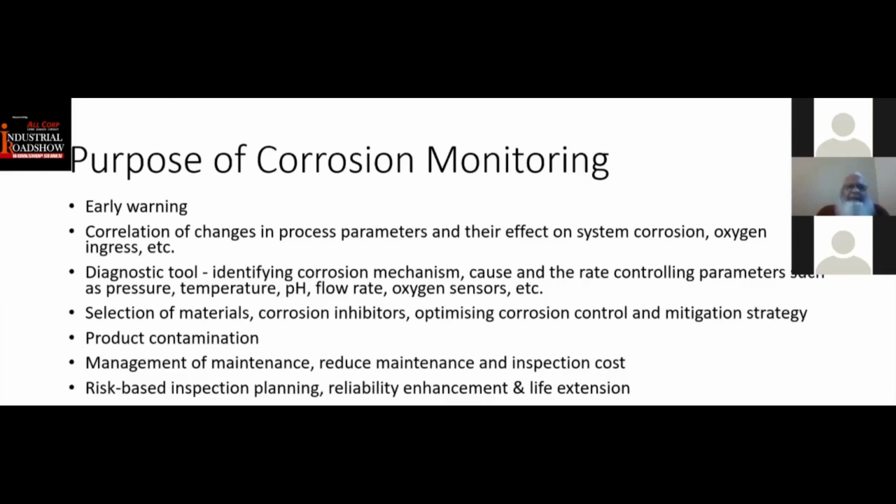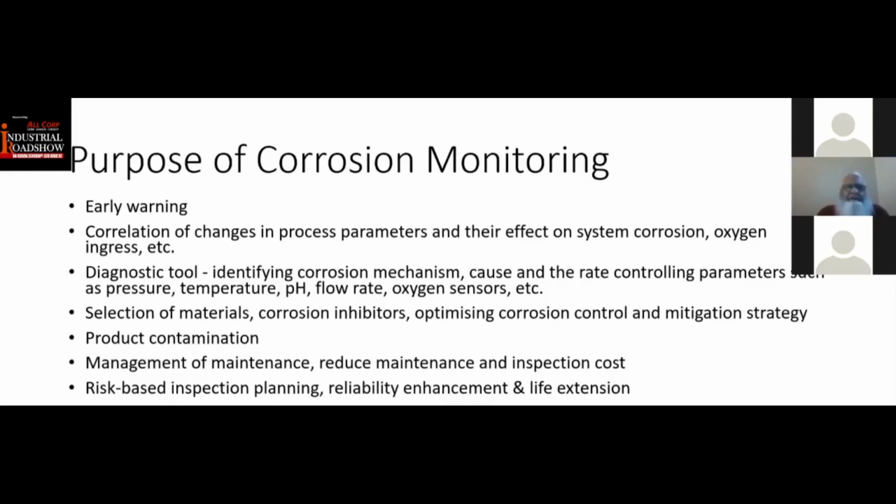The management of maintenance, reducing maintenance and inspection cost, also comes from the purpose of corrosion monitoring. Then risk-based inspection planning, reliability enhancement, life extension, safety enhancement, and reducing environmental impact. Because if you can reduce corrosion accidents, you can also reduce these environmental impacts and enhance safety.